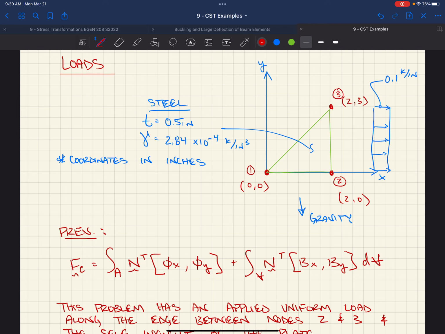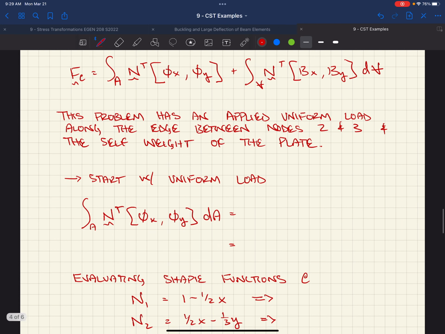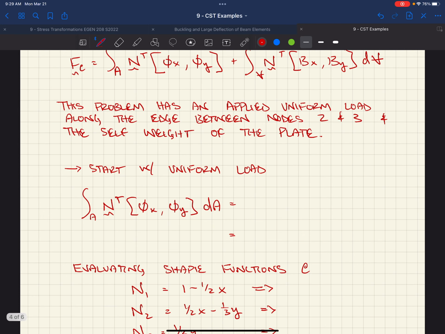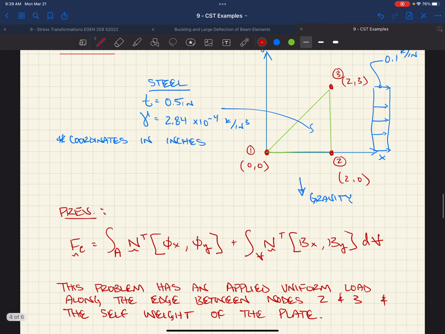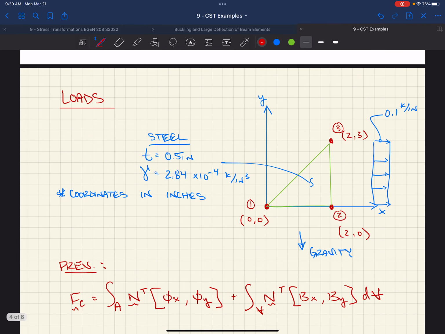So with that concept in mind, what do you think would be your uniform load contribution? What would this integral become, right? You have the integral over the area, this traction force times our shape functions, and the integral over the area. We have this uniform load now that's acting just on the end of our plate. Any ideas what the integral now becomes? Integral over the area.